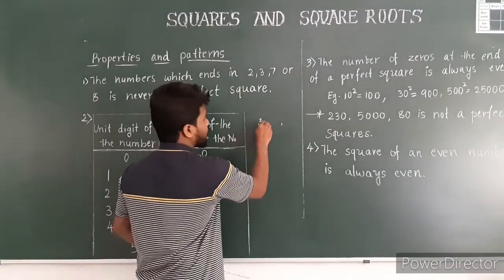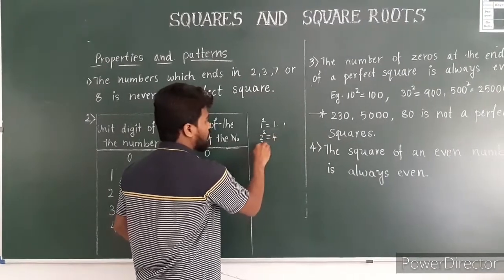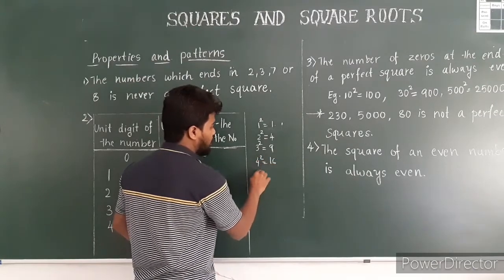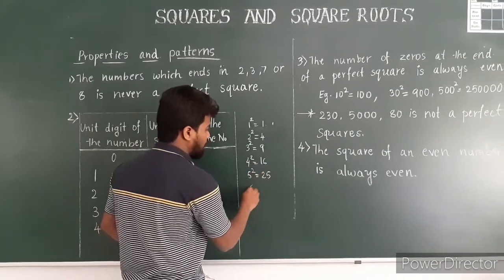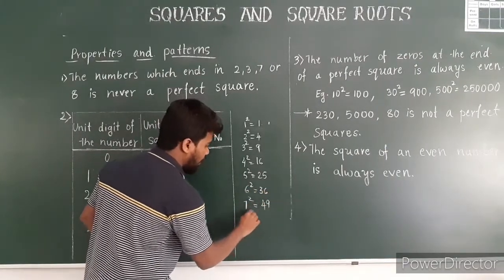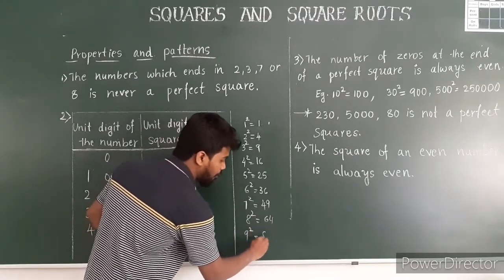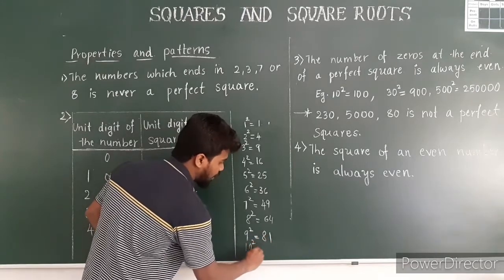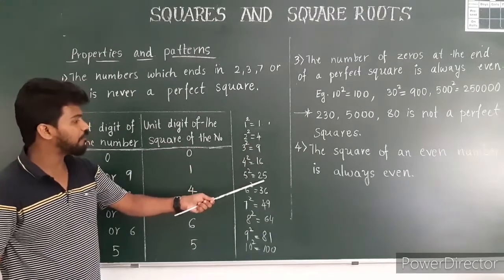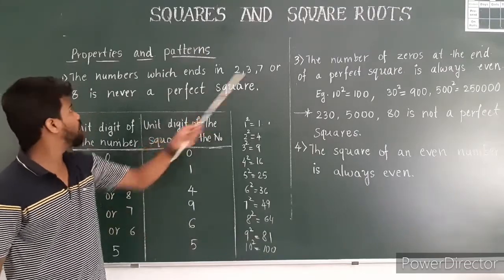1 square is 1. 2 square, 4. 3 square, 9. 4 square, 16. 5 square, 25. 6 square, 36. 7 square, 49. 8 square, 64. 9 square, 81 and 10 square, 100. You see that? The last digits are 1, 4, 9, 6, 5, 6, 9, 4, 1, 0. So you do not get 2, 3, 7 or 8.